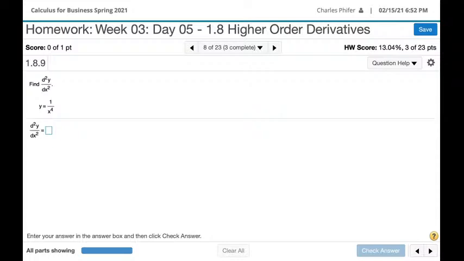And we're given that y equals 1 over x to the 4. Okay?